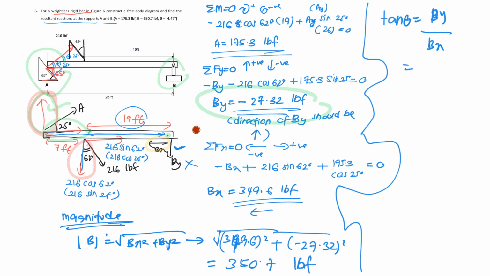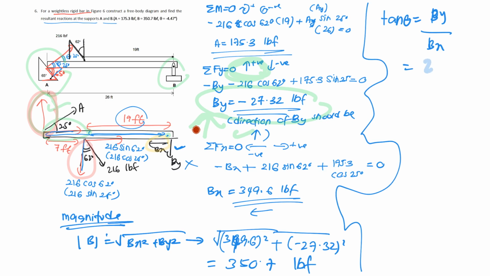Here I get negative, because I assumed my direction is downward. So the correct direction should be upward, and because it is upward, I put my sign as positive. I repeat: I assumed my direction downward, and then I got a negative answer, which is wrong. So the correct direction should be upward, and I put a positive sign for upward. So I'm going to put the true directions with the correct sign.